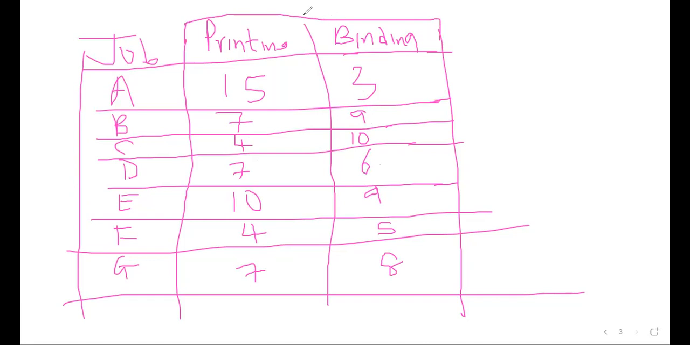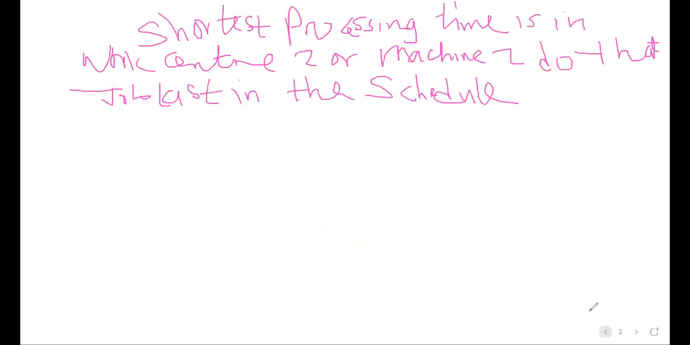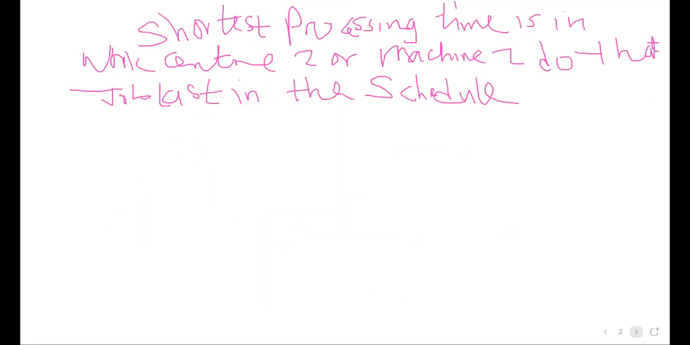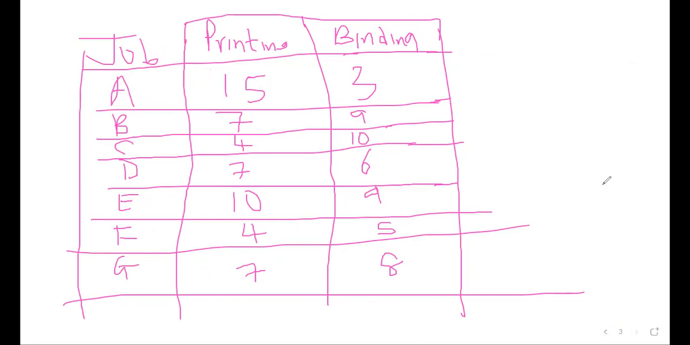Yeah. So now using Johnson's rule, which states that if the shortest processing time for a job is in work center 1 or machine 1, do that job first in the schedule. But if it's in work center 2, machine 2, do that job last in the schedule. So the sequence here is going to be in this way.